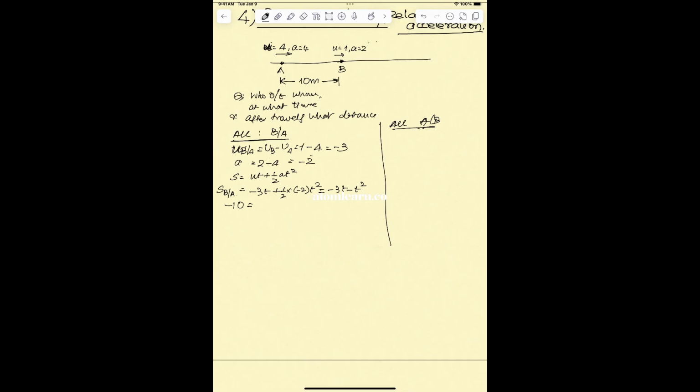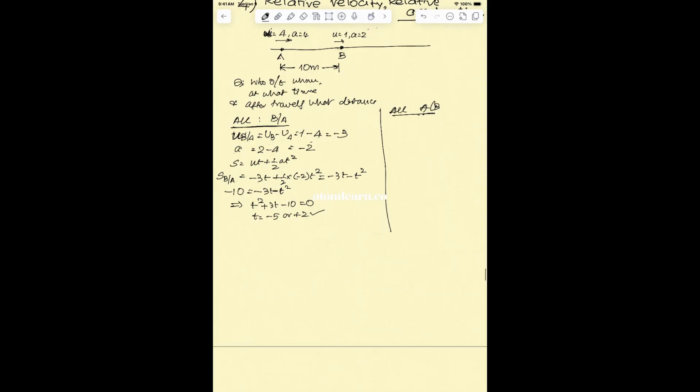Therefore, minus 10 should be equal to minus 3t minus t squared. Now, which value will give you this? This can be taken as t squared plus 3t minus 10 equal to 0. Now this will have t equal to minus 5 or plus 2. Therefore, time minus 5 is not allowed. Therefore, we now take plus 2.